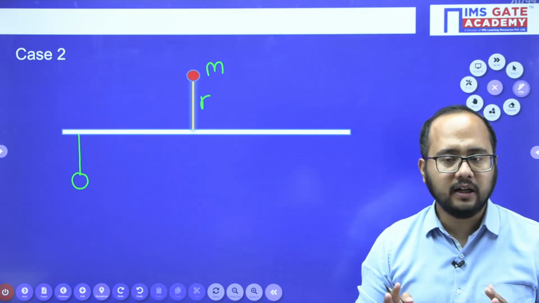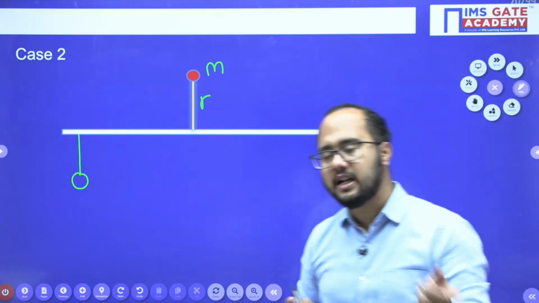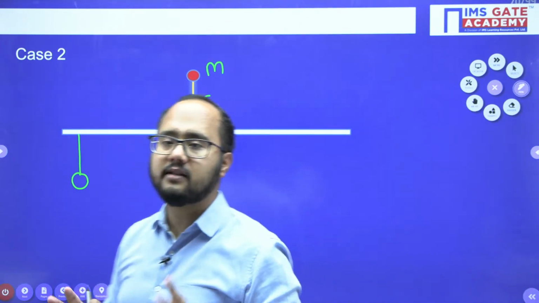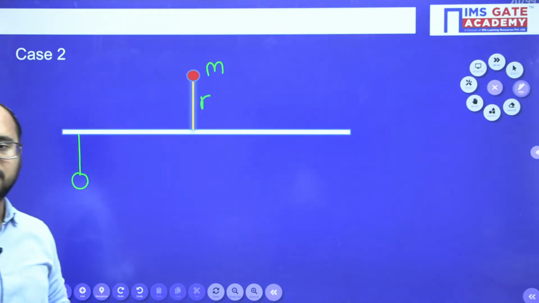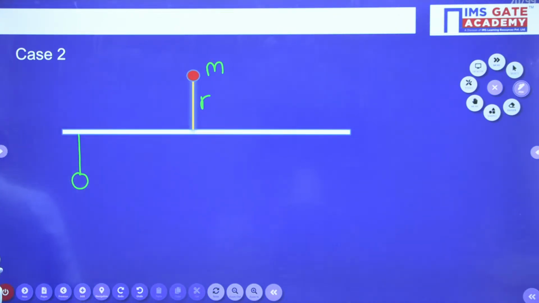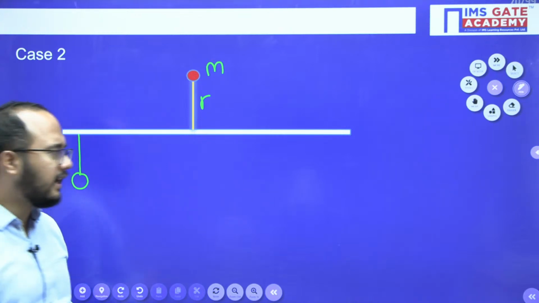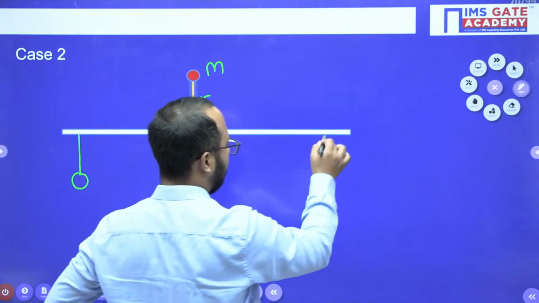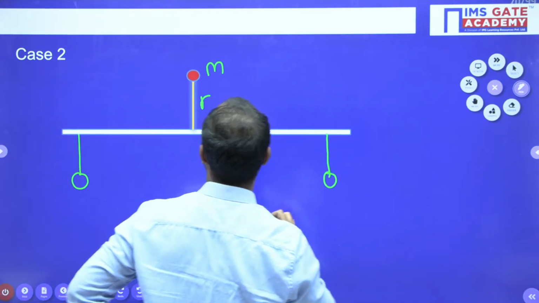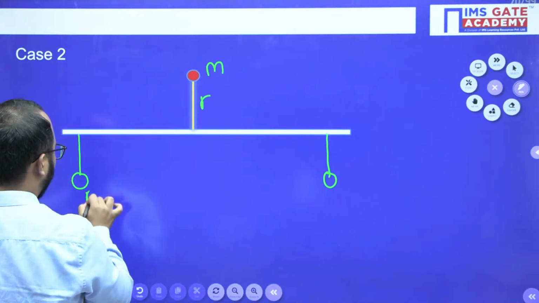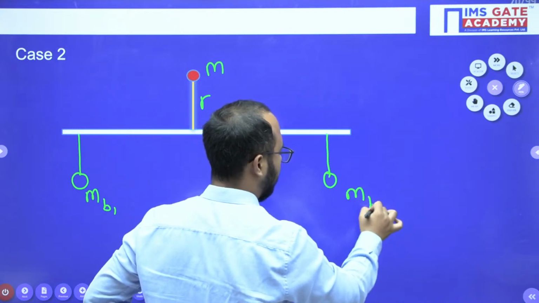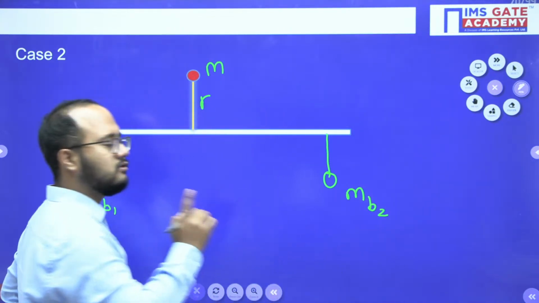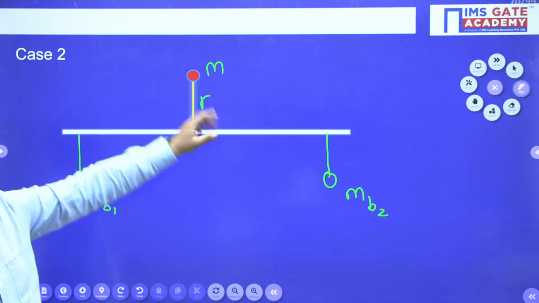Are you getting the point? Both in terms of force and in terms of moment we need to balance the system. Otherwise we cannot say that our system is totally balanced. Right everyone? So what we will do here, we'll again connect one more mass here. Let's suppose I will call this balancing mass 1, balancing mass 2. In this case we have to place two balancing masses in order to balance this one.